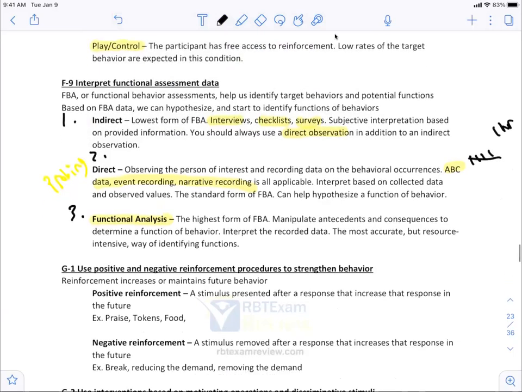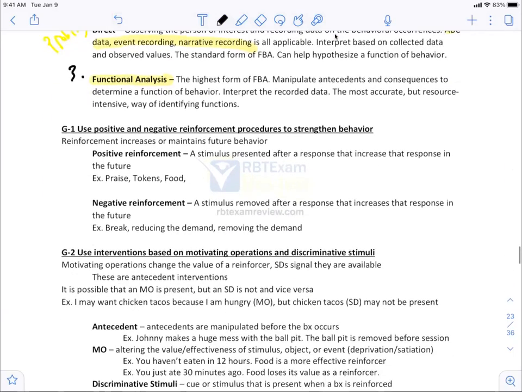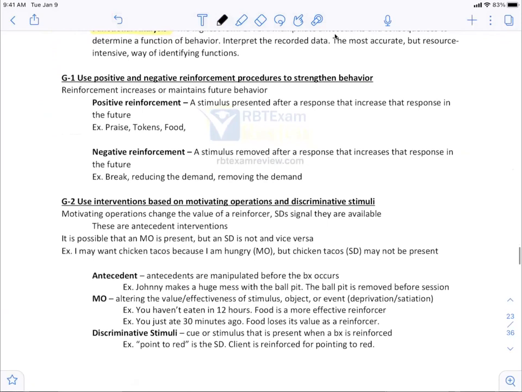Okay. All right, moving on to G, using positive and negative reinforcement procedures to strengthen behavior. Again, super easy stuff you should definitely know. What does reinforcement do? Reinforcement increases or maintains future behavior. How do we determine if something is reinforcing or punishing? We look at the future behavior. Consequences affect future behavior. I'm going to write that one more time.